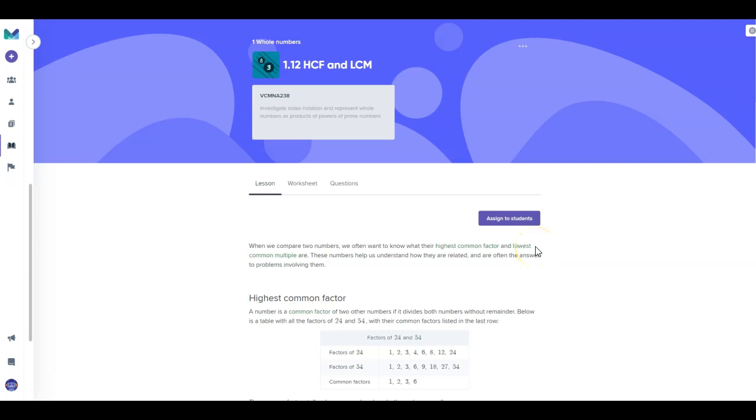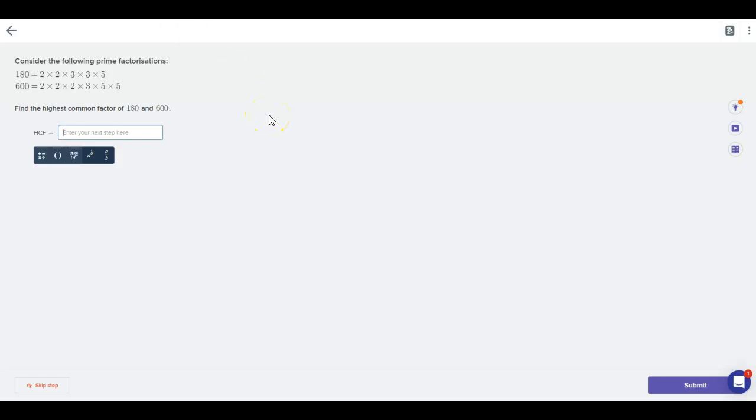For this video, we're going to have a look at some sample questions for 1.12 on HCF, highest common factor, and LCM, lowest common multiple. These are just a sample of questions taken directly from the assigned Mathspace questions that might help you with some of the concepts. So the first question we'll look at is a reasonably simple one.